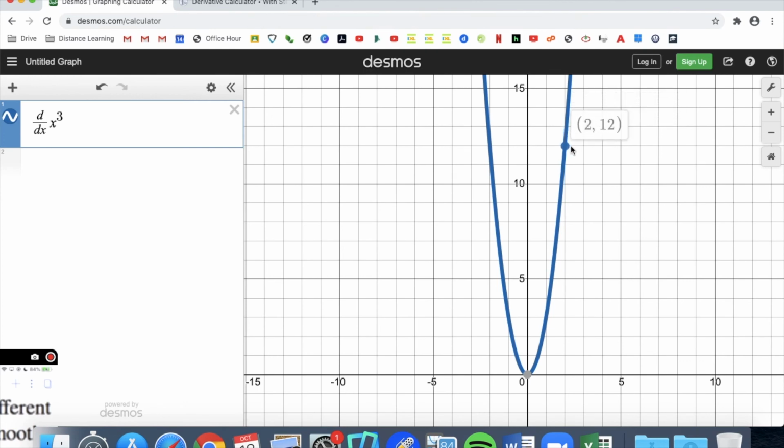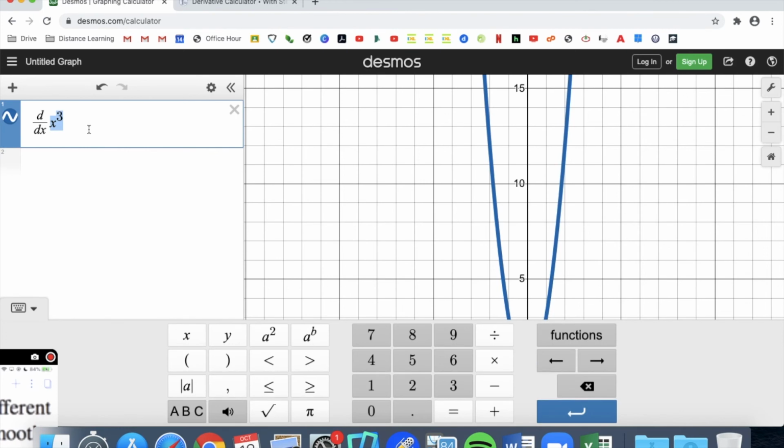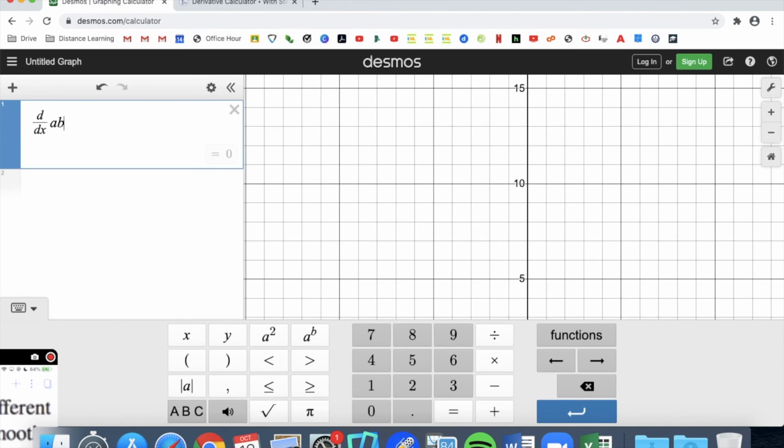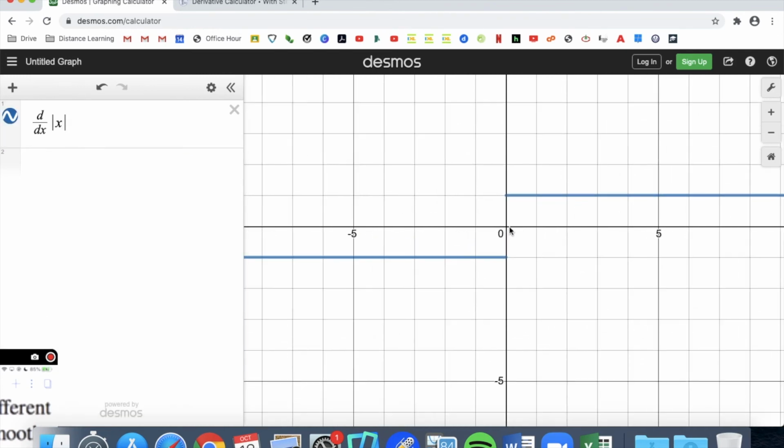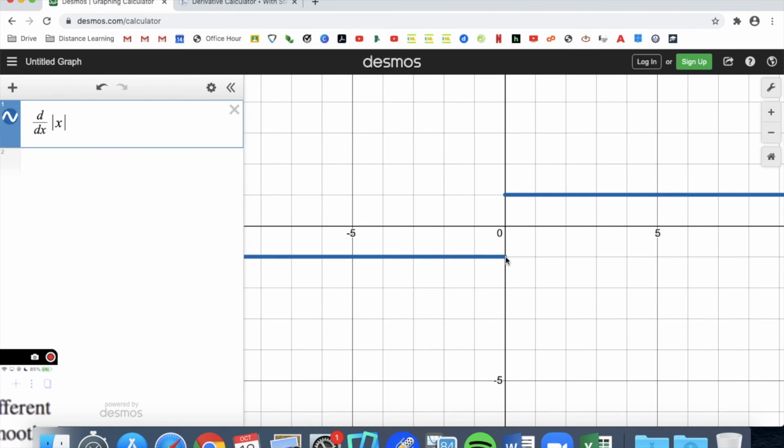And there we go, 2 and 12. Notice at 0, it works. It's fine. Let's try the absolute value. Absolute value of x. See if that causes a problem. Okay, and so that's the derivative at 0.